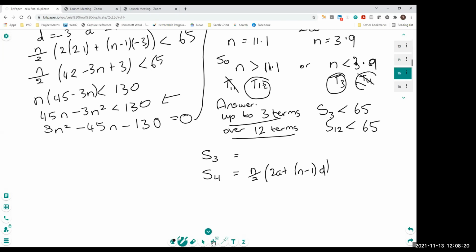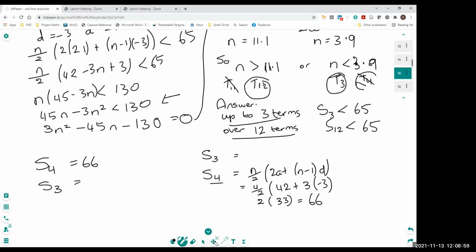We have the sum of 4 terms, where we have n over 2 times 2a plus n minus 1 d. So that's 4 over 2 into a was 21, so that's 42, plus n minus 1 is 3, and d is minus 3. So that's 2 times 42 minus 9, which is 33. So the answer is 66. So the sum of 4 terms will give you 66, but the sum of 3 terms will give you less than that.